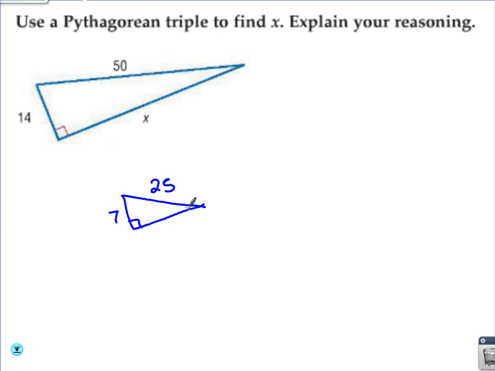Who did I say, Destiny? Did you write that one down? Did you get it, Zoe? Zoe here? No? Did anybody get it? 24. So, which did 24? So, your common triple is 7, 24, 25. Well, to go back to my other triangle, let's multiply everything by 2 again. Gives me 14, 50, and 48.